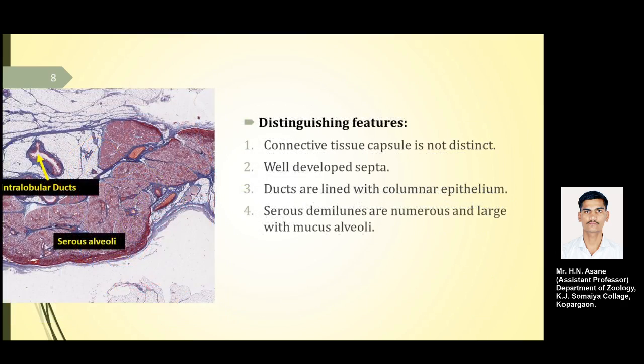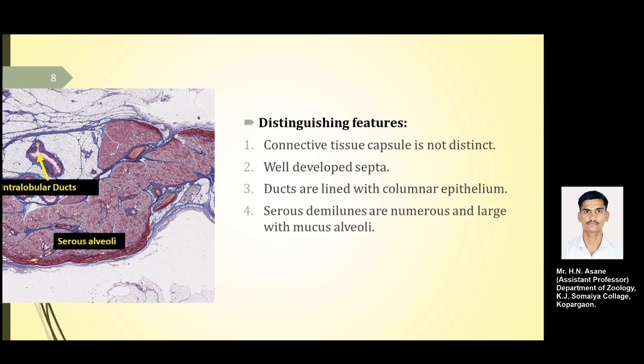As you can see in the TS, the gland is covered by a connective tissue capsule, which is not distinct, but the septa are prominent over here, and those septa divide the gland into mucous and serous lobes. These alveoli may contain both kinds of cells, but serous cells occupy the blind end of the alveolus along with mucous cells. The gland secretes a mixed type of secretion.